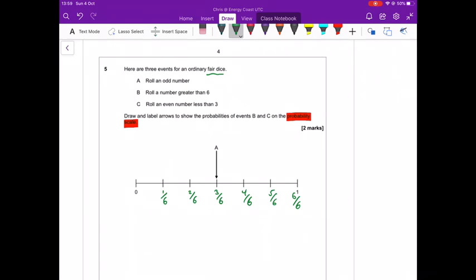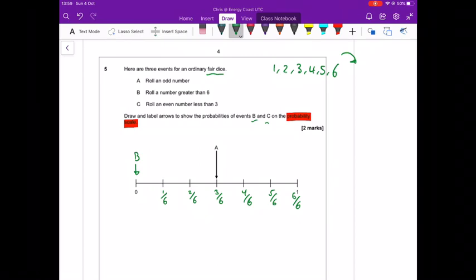3/6 is a half. The first arrow is done for you, so it's just saying can you do B and C. So let's look at what B is. What is the probability that I get a number greater than 6 on a dice? So the numbers 1, 2, 3, 4, 5, 6. What's the probability I get a number greater than 6? Well, there aren't any, okay? So the probability I get a number bigger than 6 is 0. It can't happen on a dice, okay?